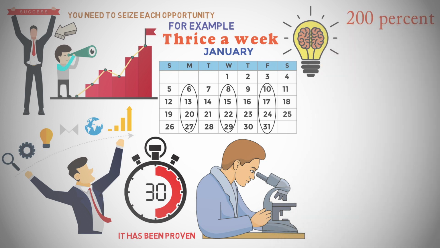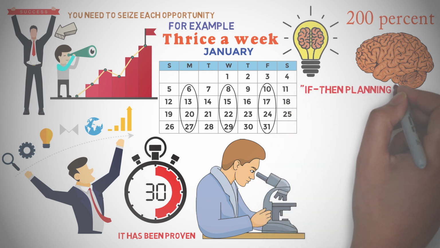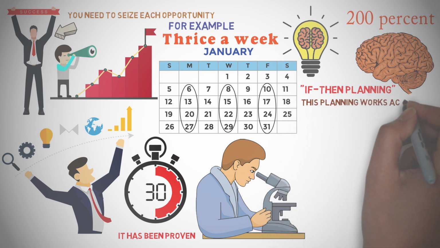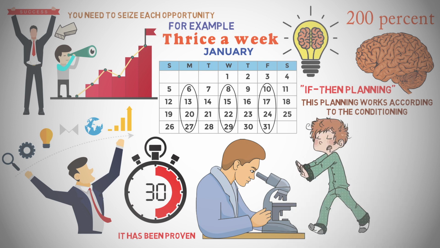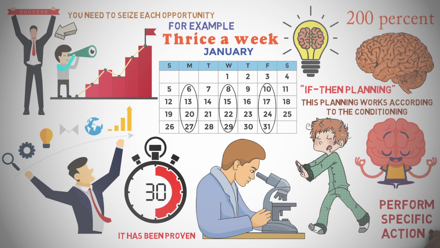This effective style of planning that encourages the brain to seize the opportunities at the right moment is called if-then planning. This planning works according to the conditioning of the brain and prompts you to perform certain actions on unconscious levels. You may be aware and intentionally be taking an action, but usually it's the unconscious training of your mind that allows you to perform specific actions.